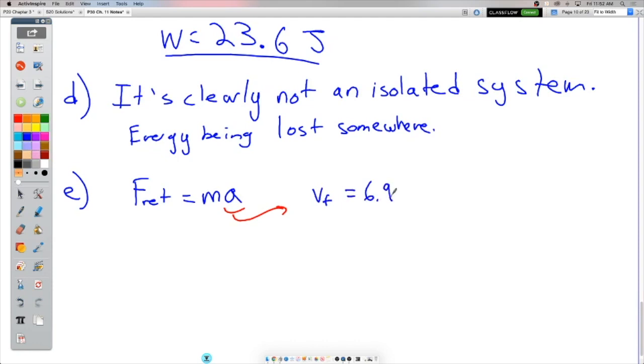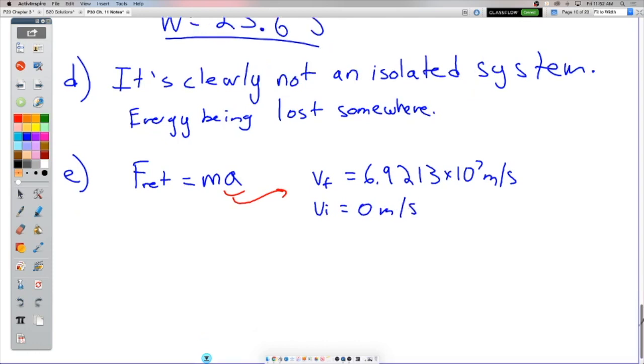Let me just write some of it down actually. So vf is 6.9213 times 10 to the 7 meters per second. We know vi we are assuming is 0, or close enough in comparison that if we were to subtract them, we would basically get the same number. What else do we know?